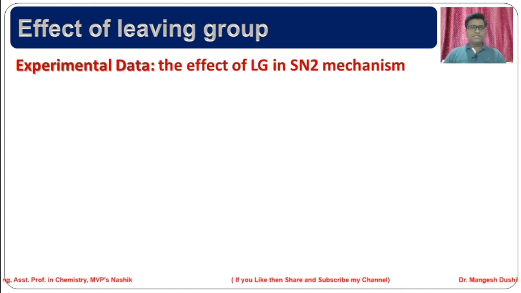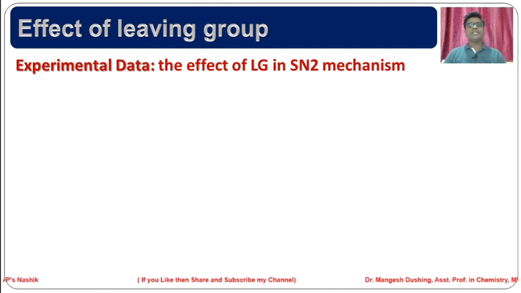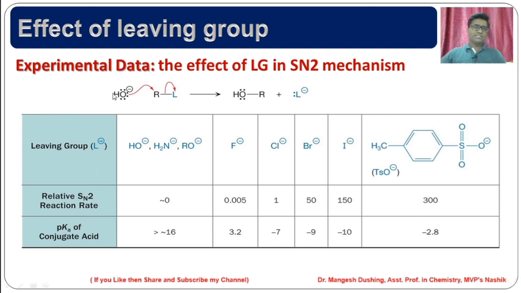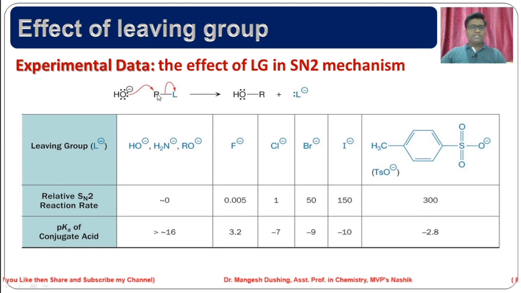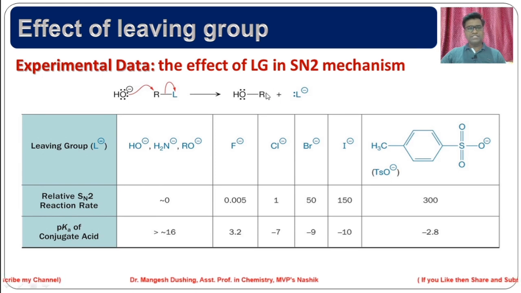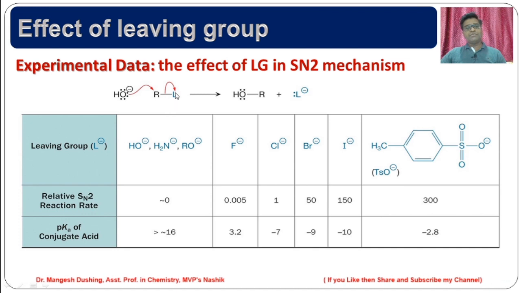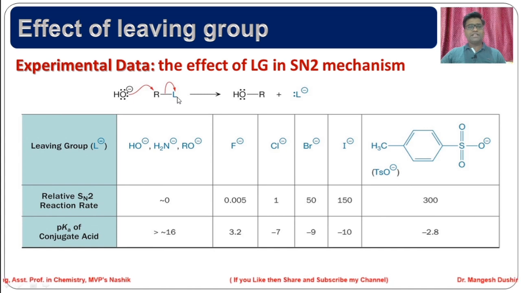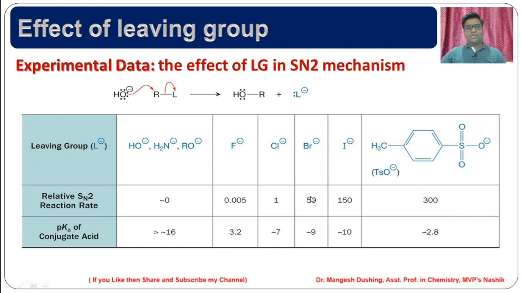So we will learn in detail. Here some experimental data is there. What is the effect of the leaving group in the SN2 mechanism? For example, this is the reaction where OH acts as a nucleophile, R is the reactant carbon, and L is the leaving group, then we will get the alcohol. Now this experiment is carried out with various leaving groups, and they determine the rate of reactions. These are the leaving groups.